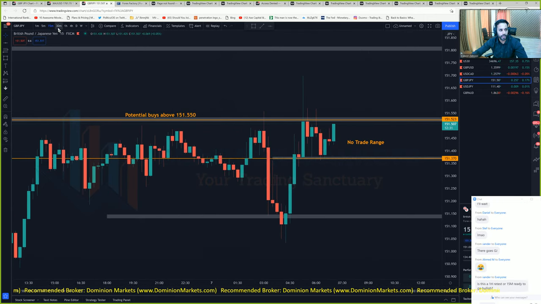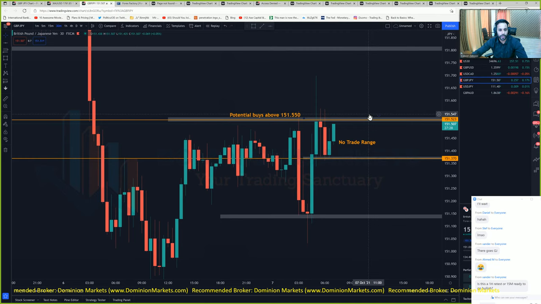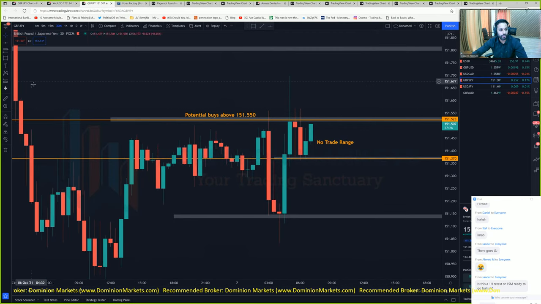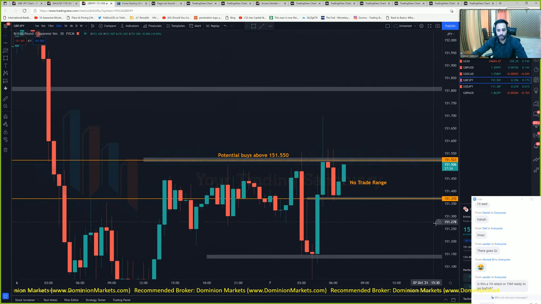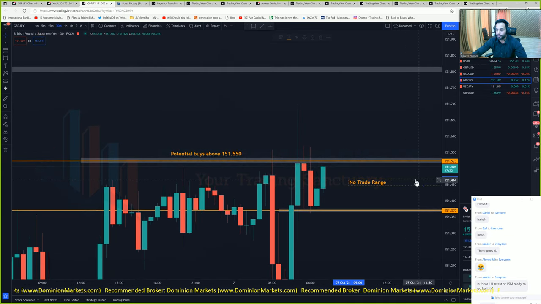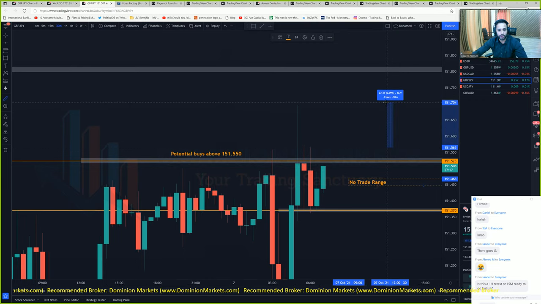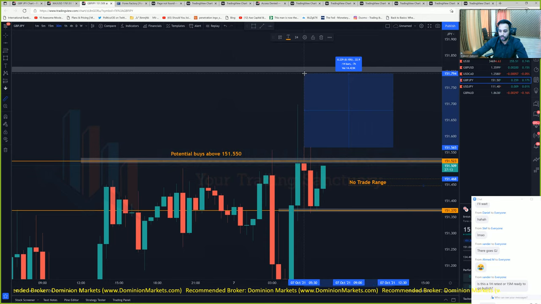Pound yen is making its move. Above 151.550 would be a perfect scenario to continue bullish. Yeah, that'd be perfect. 550, 560, 13 or 14 pips to fill the wick, and then continue on to 151.800.